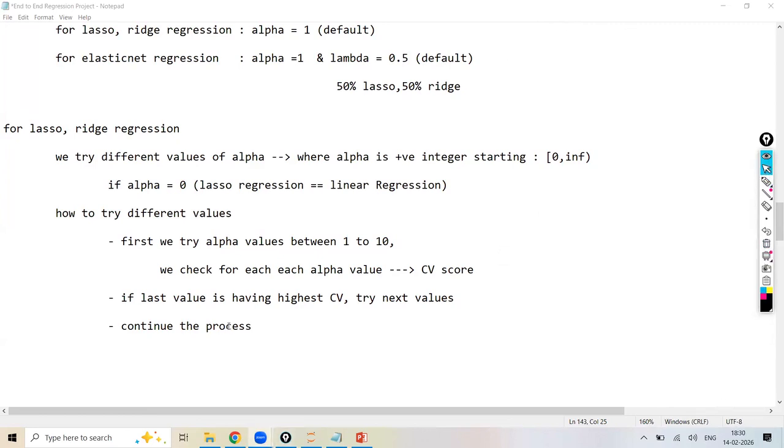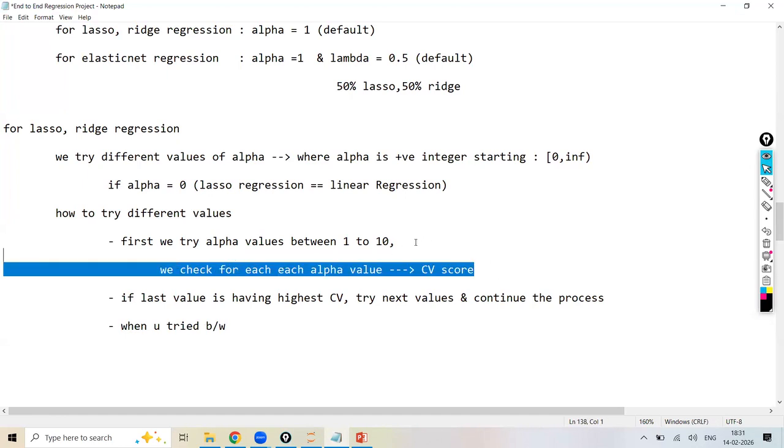If the last value is the highest, try the next values and continue the process till you get some value in between. Okay. For example, when you tried between, option number 2. First we have to try alpha values 1 to 10 and we have to check for each alpha value.